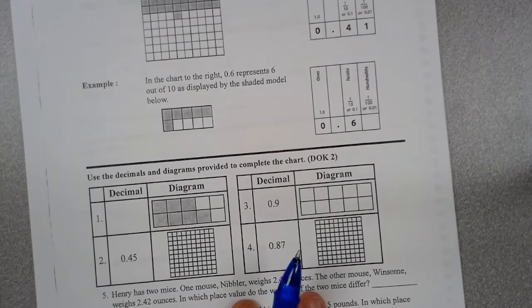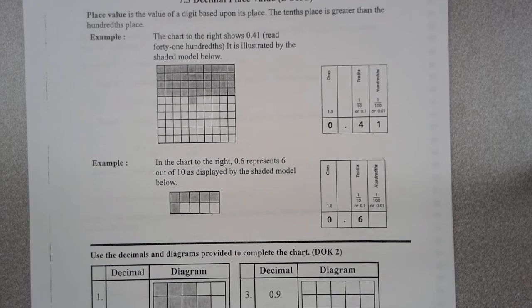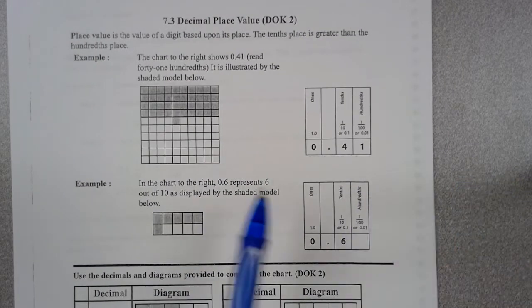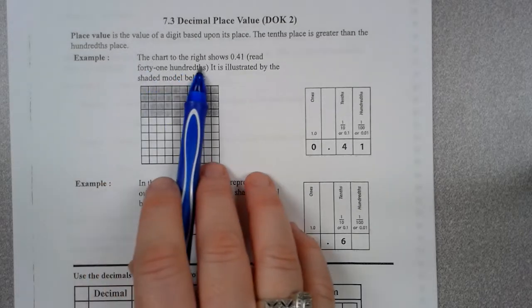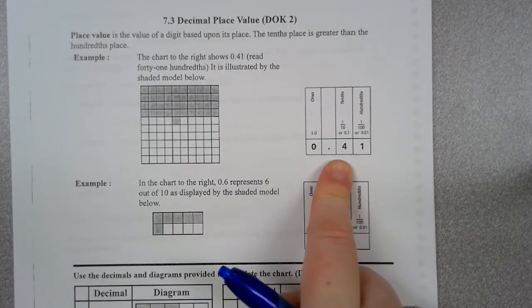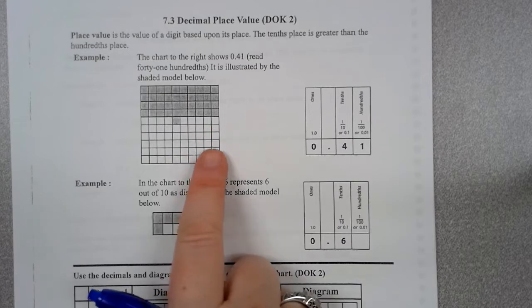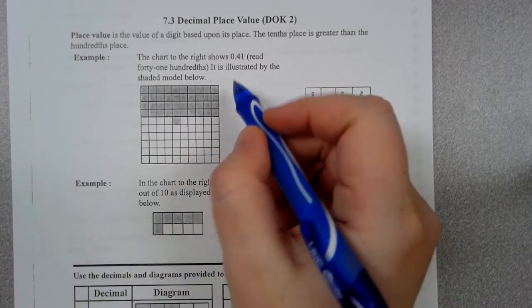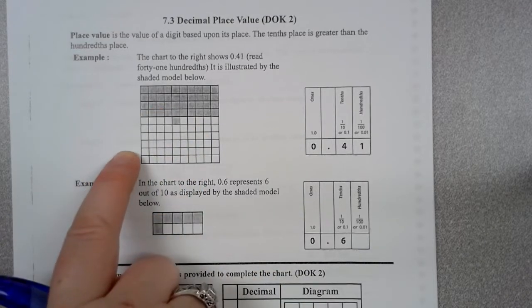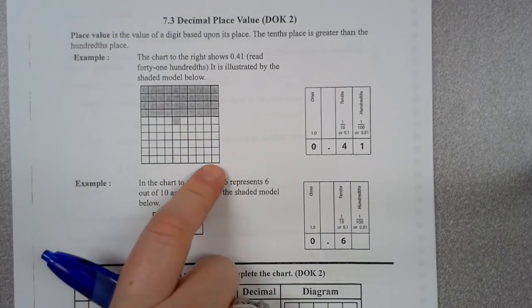All right, this next one is just a real quick review on place value and when it comes to models. So like right here, the chart to the right reads 41 hundredths. It's illustrated like this. 41 hundredths. This is a 100 block. Okay, this is a flat or a sheet. There are 100 units inside this.